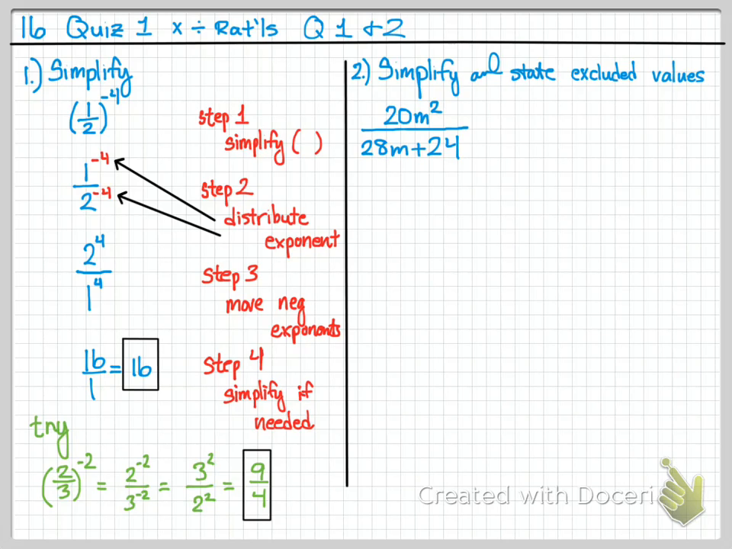And some people like to do this a different way by taking the reciprocal of 2 over 3. And that's fine too. If you know what you're doing, that's fine. If you want to do those steps, that's great. I'm doing this to show you how everything is moved.